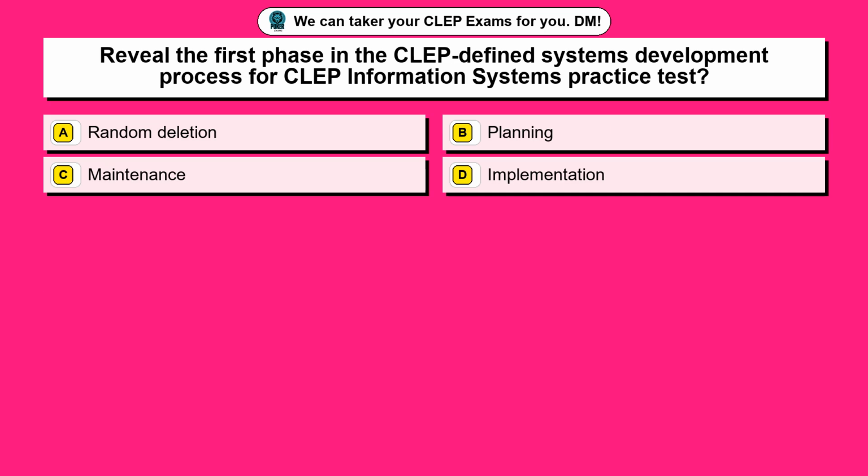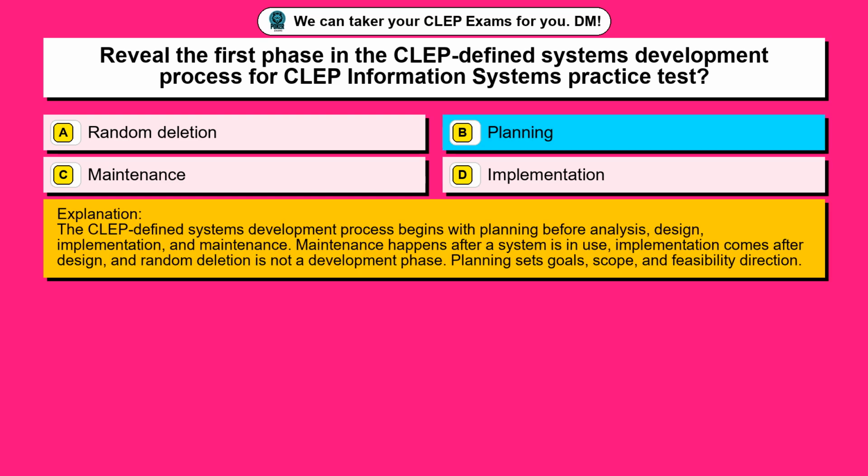Question 64. Reveal the first phase in the CLEP-defined systems development process for CLEP Information Systems practice test. Option A. Random deletion. Option B. Planning. Option C. Maintenance. Option D. Implementation. The correct answer is option B. Planning. The CLEP-defined systems development process begins with planning before analysis, design, implementation, and maintenance. Maintenance happens after a system is in use, implementation comes after design, and random deletion is not a development phase. Planning sets goals, scope, and feasibility direction.